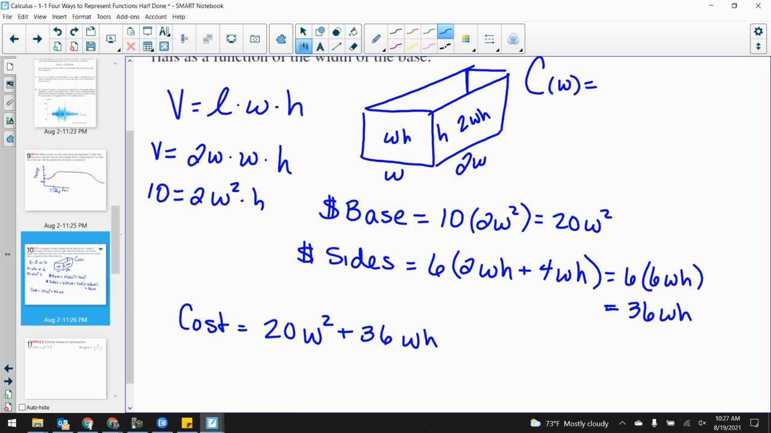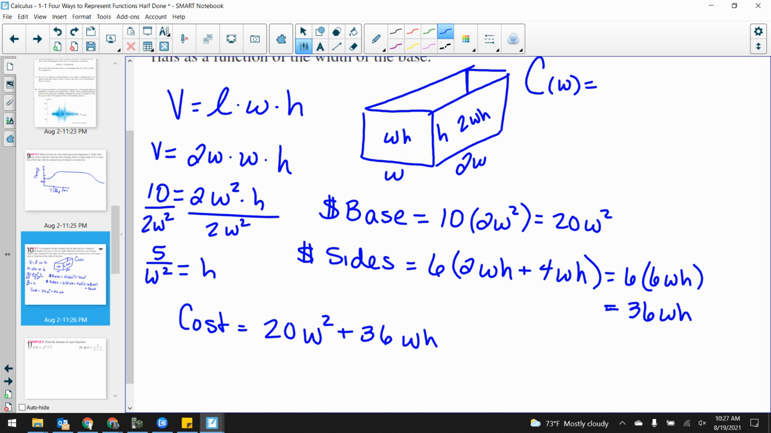However, there's that one little tricky H that's sitting on the end of my cost function. How do I get rid of that H? Well, I revert back to another piece of information that I've already gotten. You see what I can do here? If I divide by 2W squared, that's going to be 5 over W squared is equal to H.